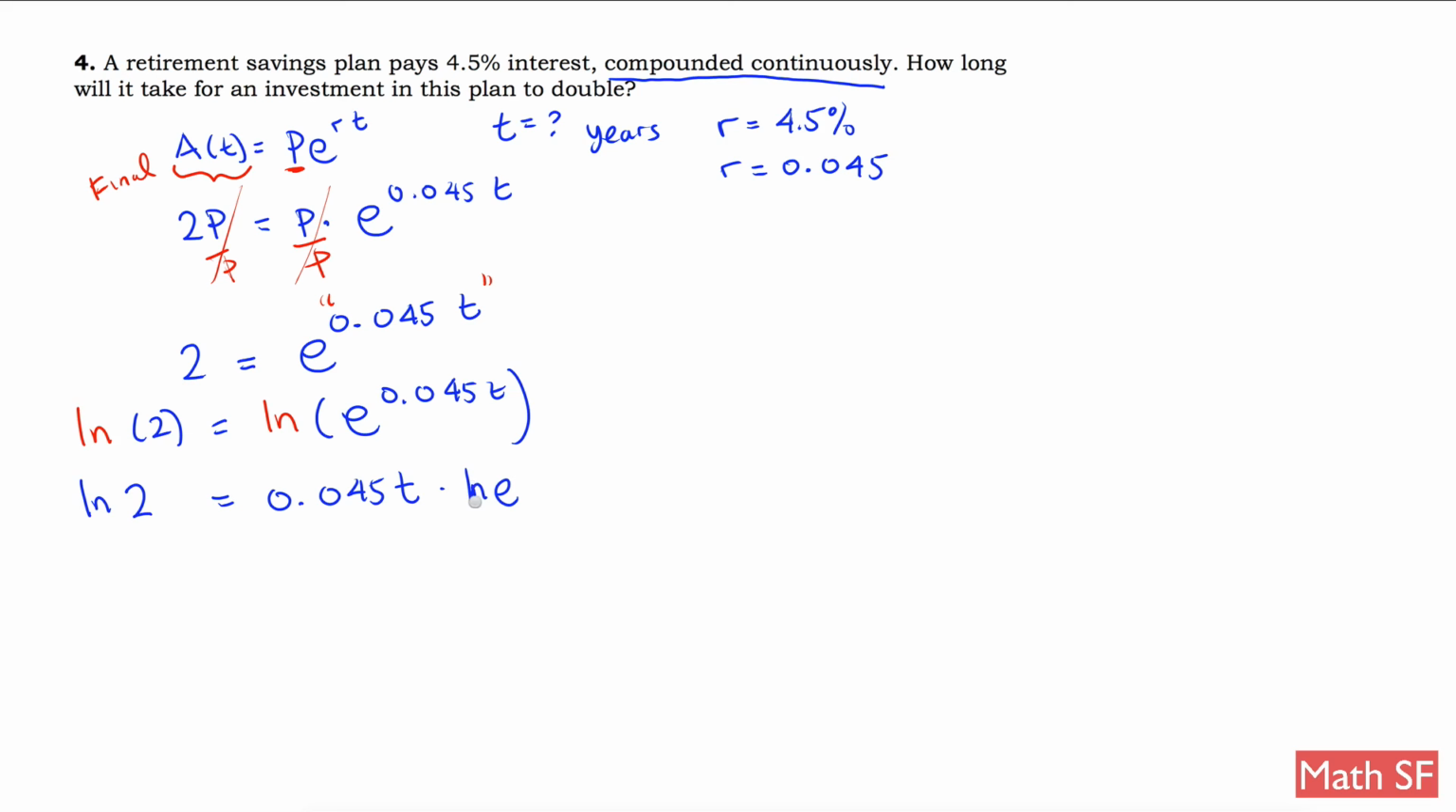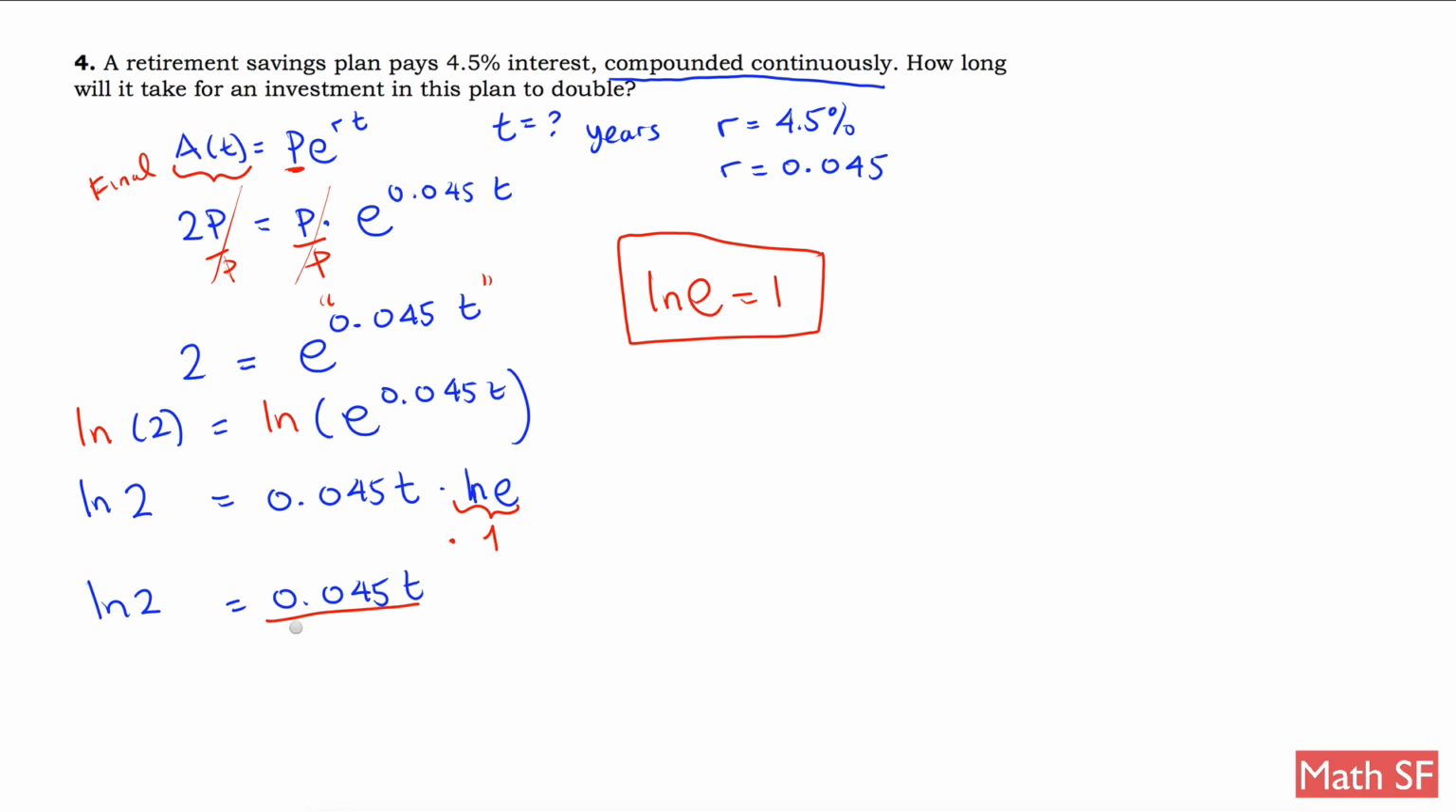And gladly, ln of e is actually 1. Remember that ln of e is 1. I'm going to write it here: ln of e equals 1. That's a must-know statement. So if you're multiplying times 1, you pretty much have the same thing. So you have 0.045t equals ln of 2. We're looking for t, so we're going to divide each side by 0.045, and therefore t is equal to, well, the exact answer should be ln of 2 over 0.045.